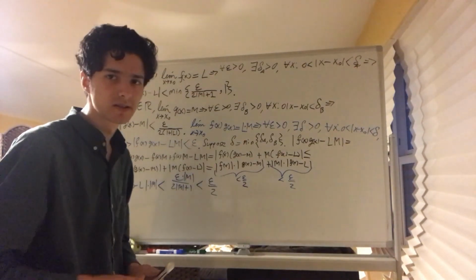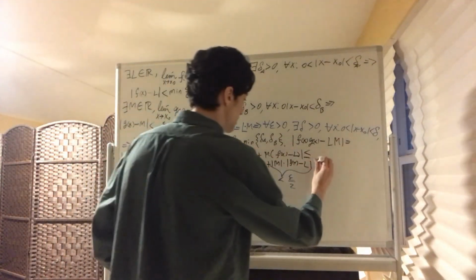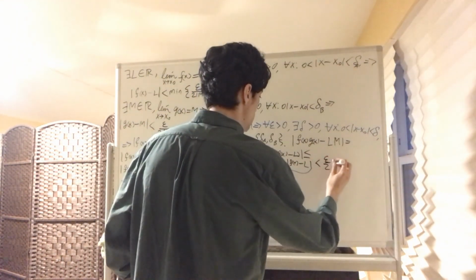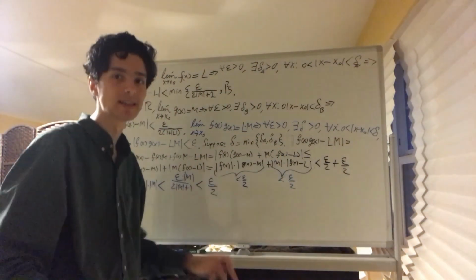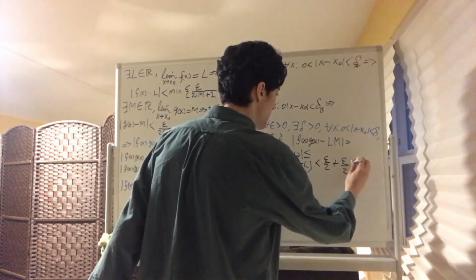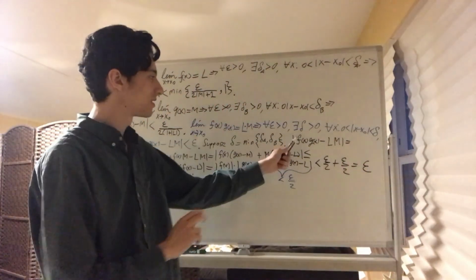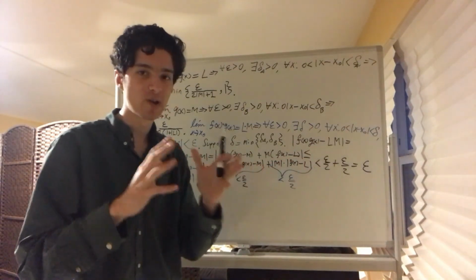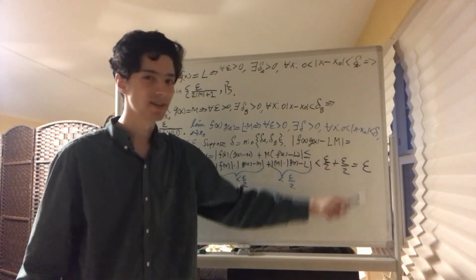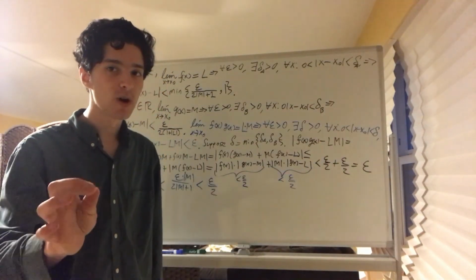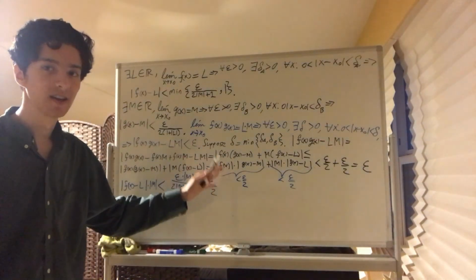So the sum of these terms here is less than epsilon over 2 plus epsilon over 2, because we've shown each term individually is less than epsilon over 2. And that's equal to epsilon. So by transitivity, we have that the absolute value of f of x times g of x minus L times m, all that wrapped up in absolute values, must be less than epsilon. And therefore, we have proven our product property of limits.